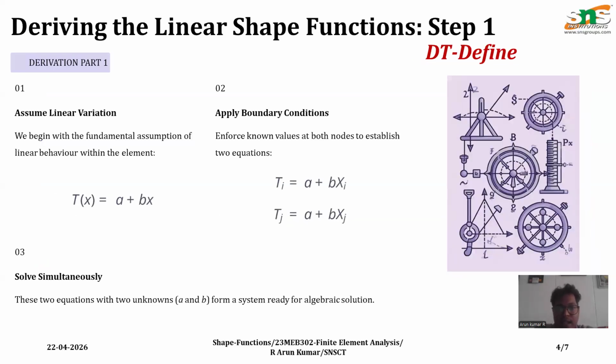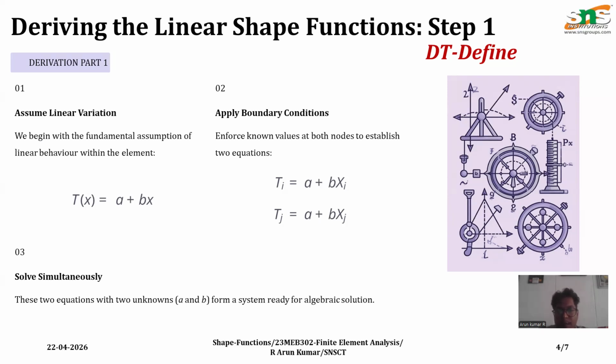So, deriving the linear shape functions. The first step is to assume the linear variation, and the next step is to apply the boundary conditions according to your problem and solve simultaneously. Assuming the linear variation means we begin with the fundamental assumption of linear behavior within the element. For example, I take a temperature function with respect to x. Here a and b are arbitrary constants, and x is the variable.